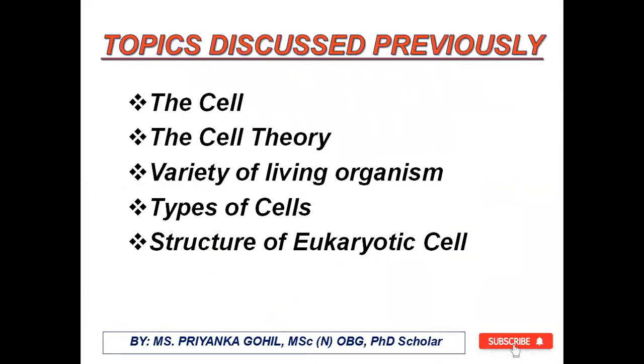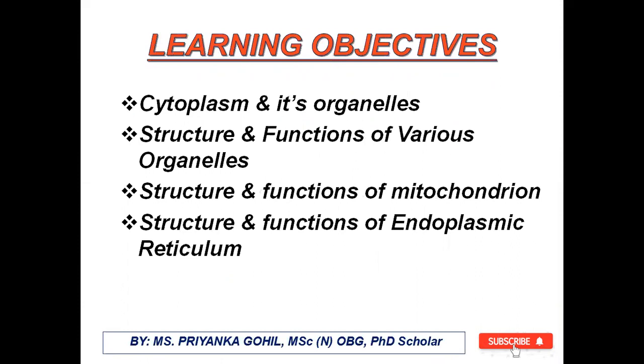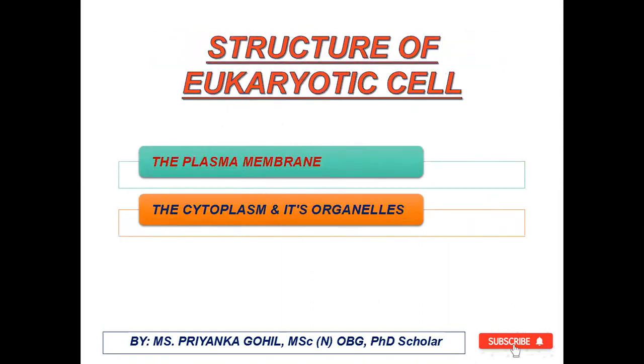Now, here are the topics we have discussed previously. So we have studied about the cell theory, variety of living organisms, types of cell and structure of the eukaryotic cell. Now we are going to study about cytoplasm and its organelles today. We will see the structure and function of various organelles. In that, we will study about structure and function of mitochondria and structure and function of the endoplasmic reticulum.